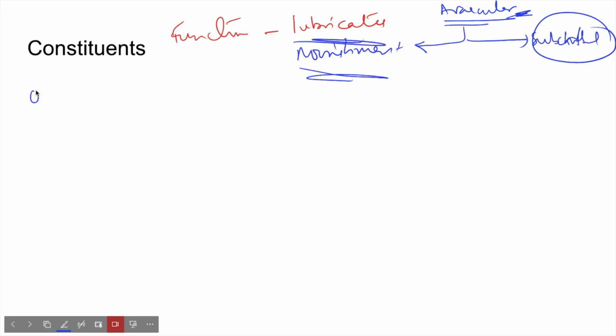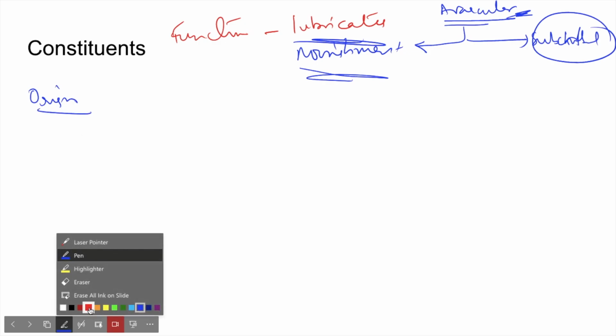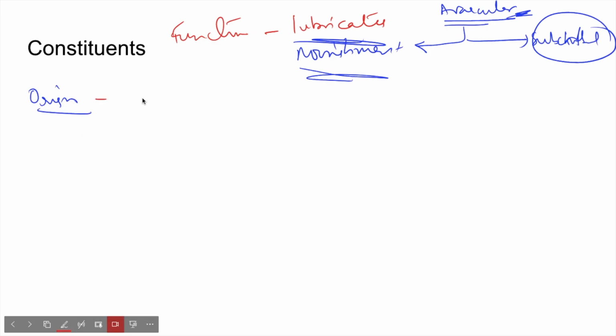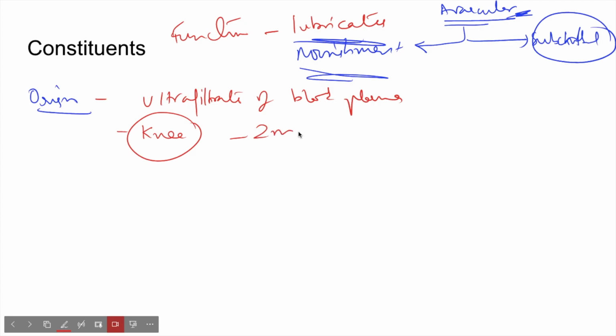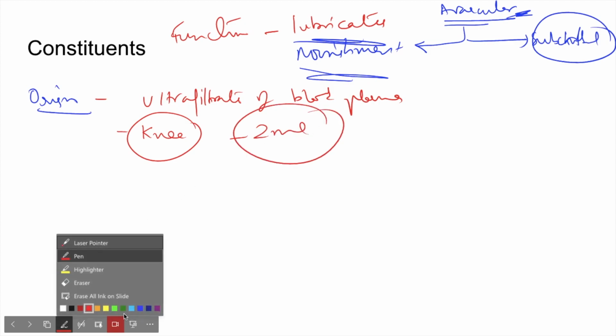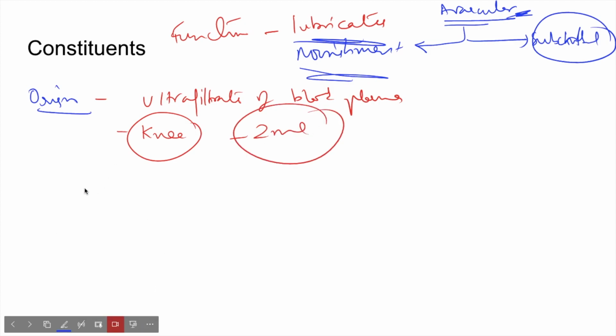And what is the origin of synovial fluid? Synovial fluid is made from an ultrafiltrate of blood plasma. And in a normal knee, how much synovial fluid is usually seen? Only about 2 milliliters of synovial fluid is seen. Now let us look at its constituents.